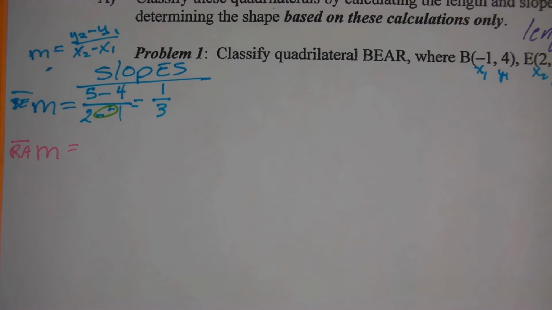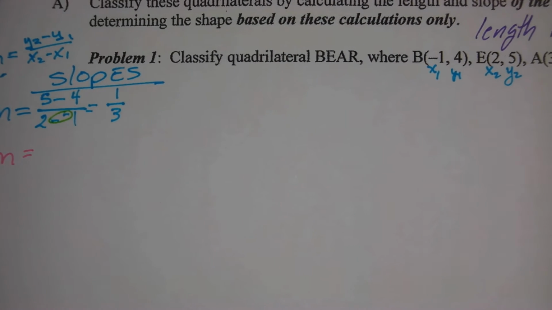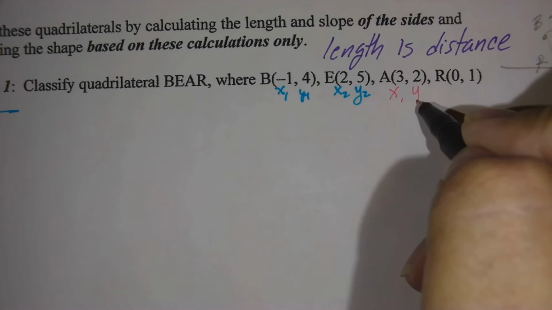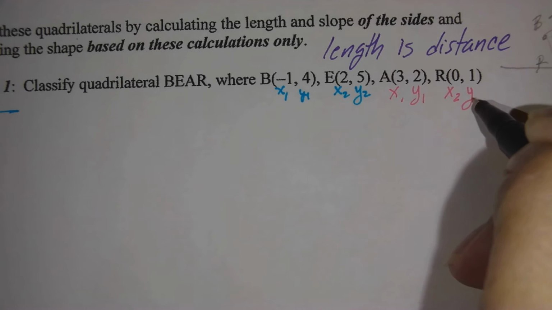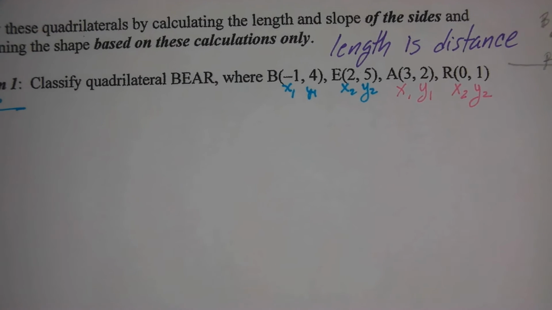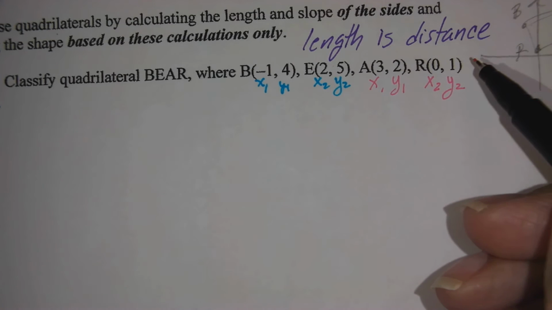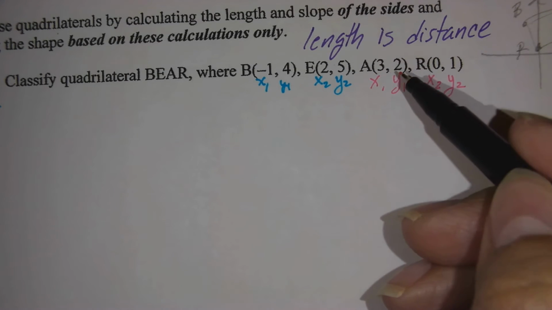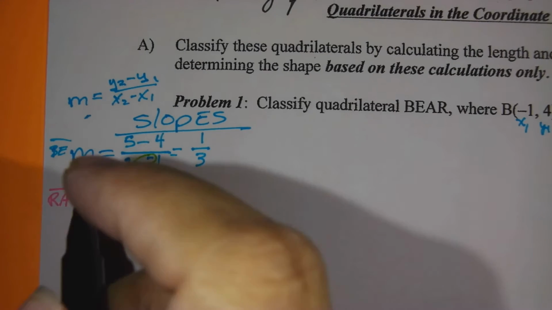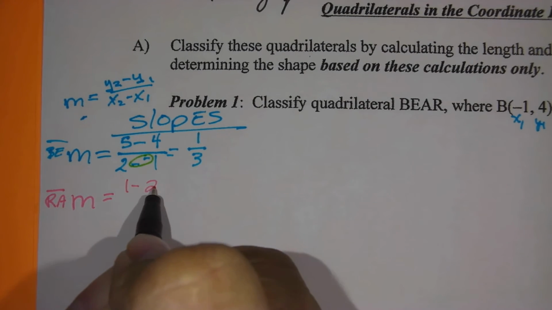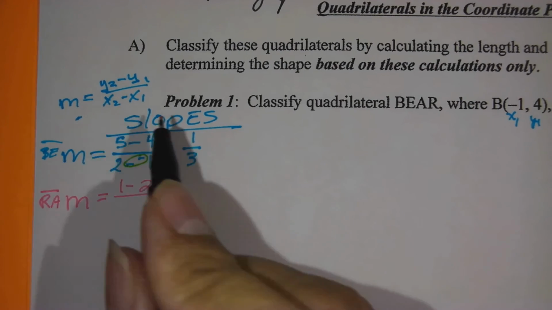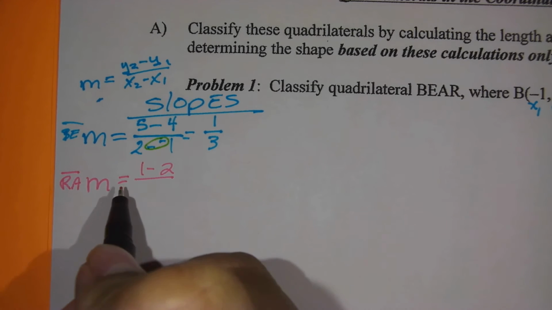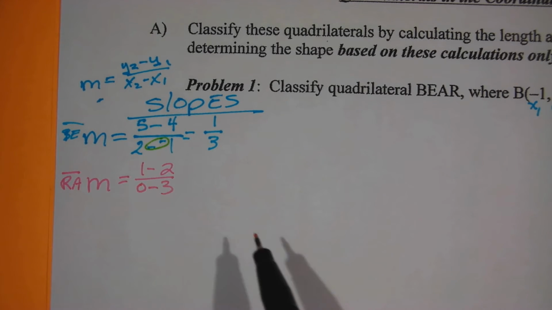So let's go ahead and do our slope for RA. So same thing. We got to label our points. x1, y1, x2, y2. Okay, so we're going to need y2, which is 1, minus y1 is 2. So 1 minus 2 over, now we need our x's, so 0 minus 3.